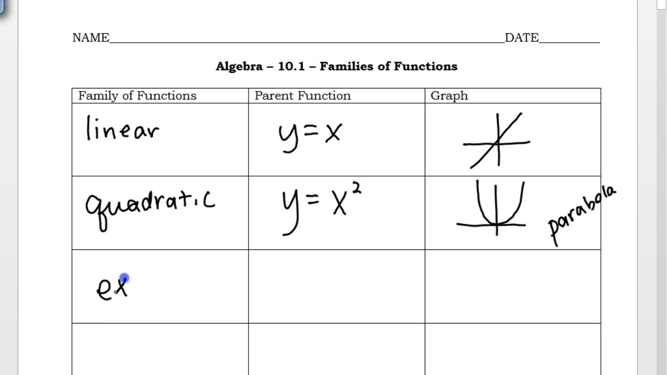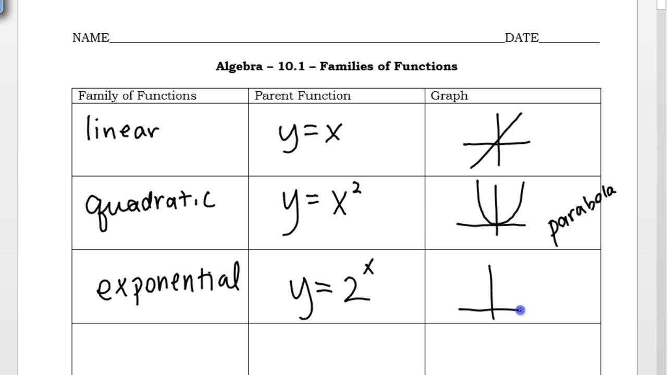We spent a chapter, maybe chapter 8, talking about the exponential family. So anywhere we have a power of an x, that's the exponential family, and the graph looks like that.